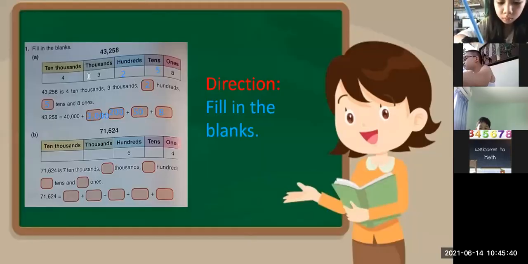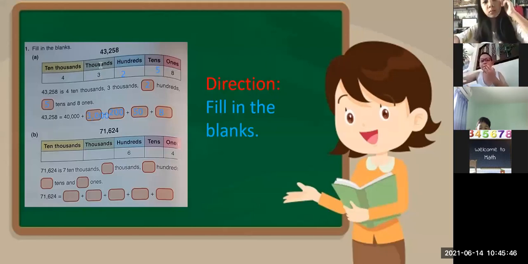So in letter A, again, the answer here is 4 is in 10,000s, 3 is in 1,000s, 2 is in 100s, 5 is in 10s. If we write it in sentence form, 43,258 is 4 10,000s, 3 1,000s, 2 100s, 5 10s, and 8 1s.